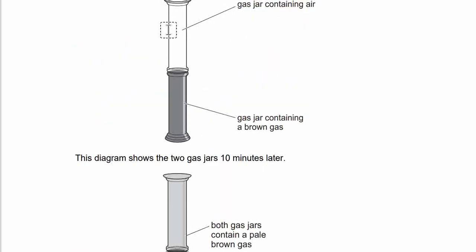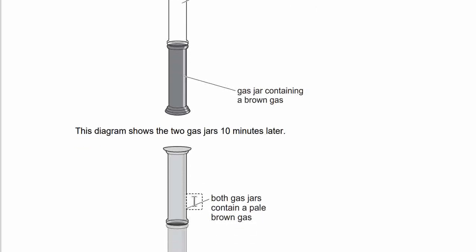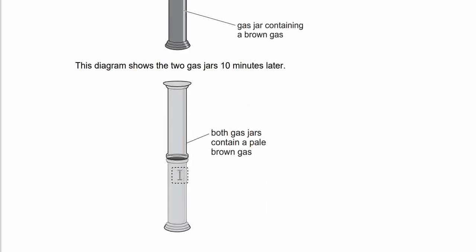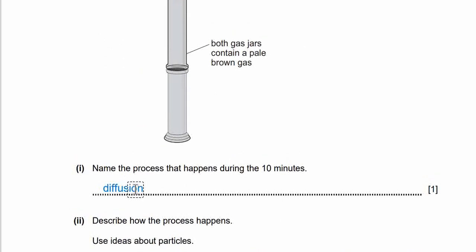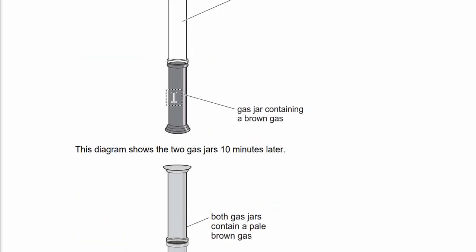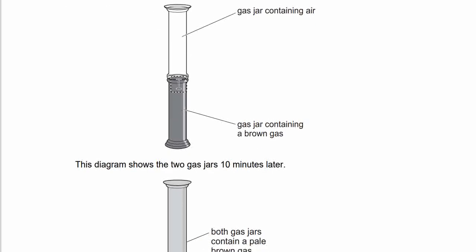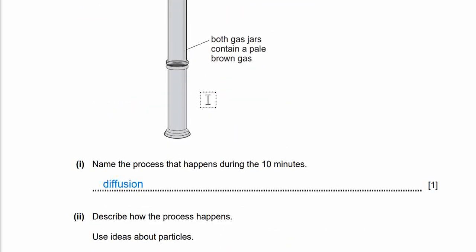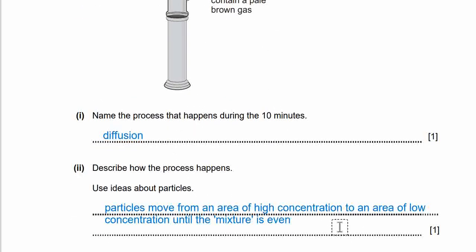Well, it's clear during the 10 minutes, first there's no color and then brown, and then it becomes a pale brown gas. This means the gas from the top and bottom has mixed together. So we call that diffusion. Question B, part 2: describe how the process happens. Use ideas about particles. For diffusion, particles move from an area of high concentration, down here, to an area of low concentration. So we type down our answer. Particles move from an area of high concentration to an area of low concentration until the mixture is even. That is what happens with the particles.